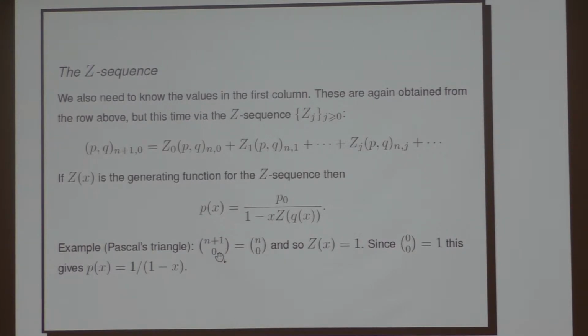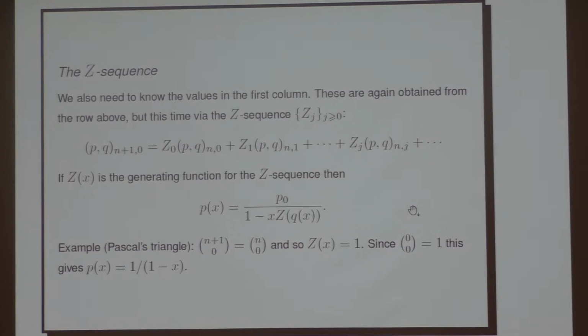So going back to our example with Pascal's triangle, n plus 1 choose 0, anything choose 0 is 1. So we simply have that n plus 1 choose 0 is equal to the value in the row above. So in this case, the generating function is particularly simple. Z is just 1. Okay, we also need P0. This is not specified, so we have to give a P0, the top left entry in the matrix.